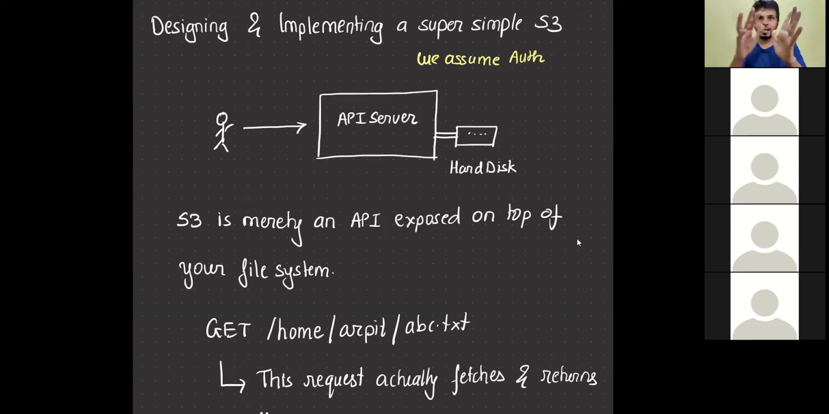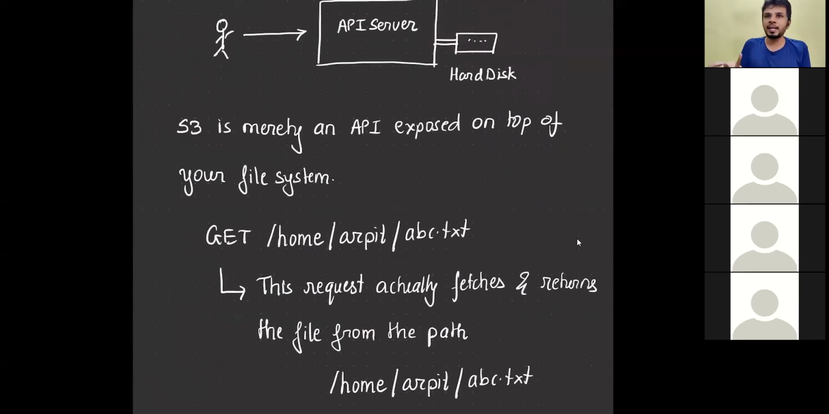So user, API server, and hard disk. Hard disk where there is a folder. So let's say each S3 bucket becomes that one folder which is unique, and within that you can have any sort of file structure as and when the user needs. So S3 is just like an API exposed on top of that.